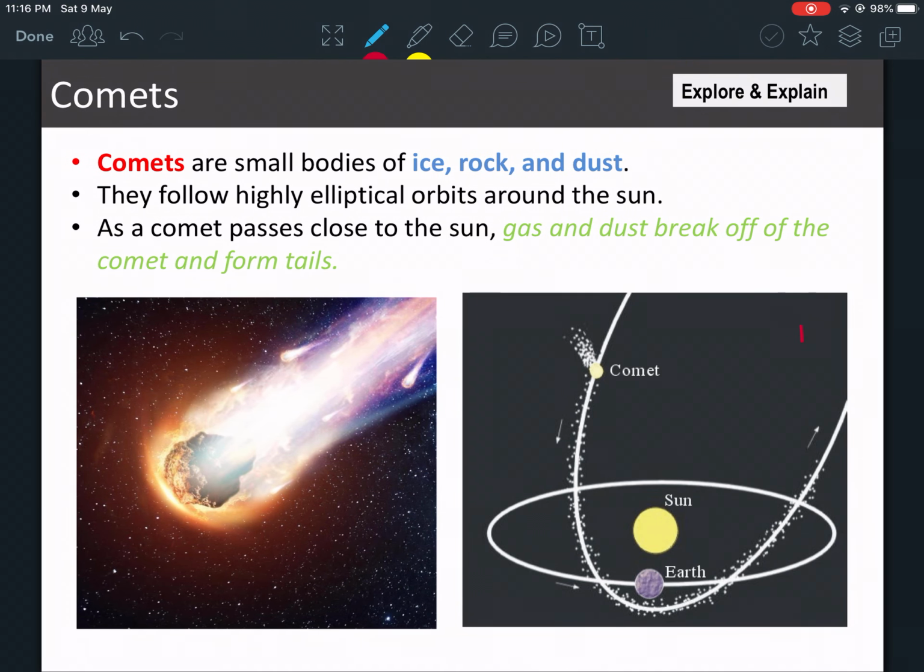Comets are small bodies of ice, rock, and dust. They follow a highly elliptical course. As a comet passes close to the sun, gas and dust break off the comet. It will have a tail. If it comes close to the sun, it will start having a tail. It's mainly the gas, the ice going through sublimation, becoming gas really fast. Sometimes they get engulfed by the sun, and sometimes they just pass around it.